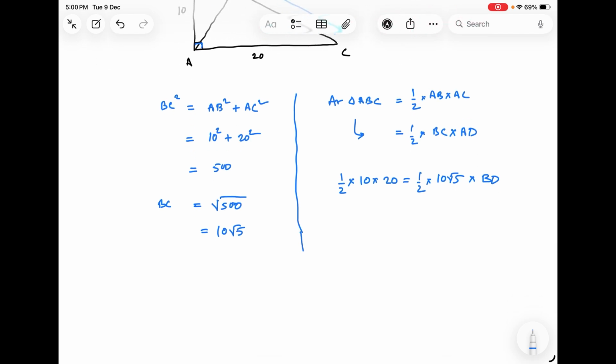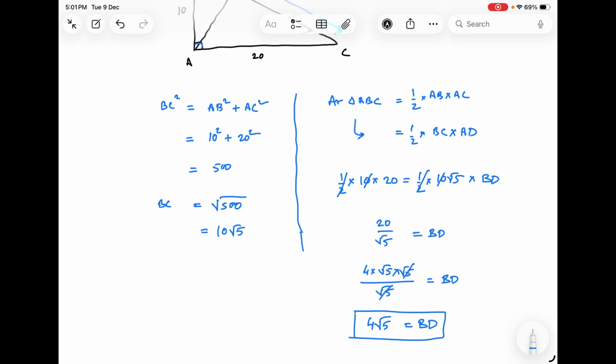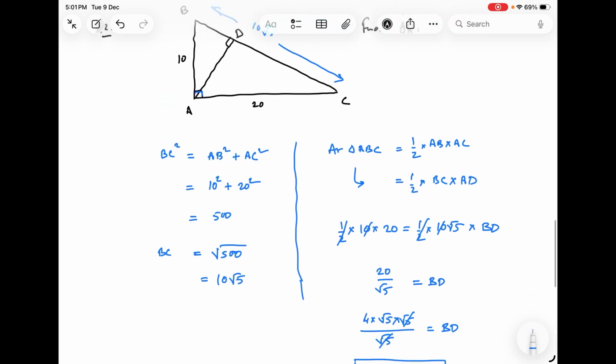So half into AB is 10, AC is 20, is equal to half into BC, which is 10 root 5, into AD. So from here we can find the length of the side. I can cancel half and half. I can cancel this 10. So 20 divided by root 5 is equal to AD. I can write this as 4 times root 5 times root 5 over root 5. So this and this cancel out. We get 4 root 5. Hence the length of the side is 4 root 5.